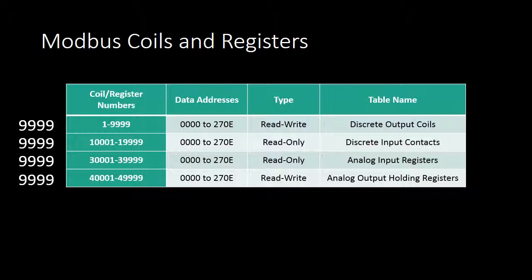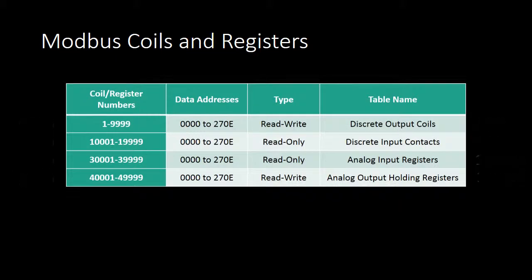Each coil is 1 bit or a bool and assigned a data address between 0000 and 9999. And each register is 1 word, 16 bits or an int, and also assigned a data address between 0000 and 9999. The coil and register numbers can be thought of as location names, since they do not appear in the actual messages. The data addresses are used in the messages, and the coil or register to access is designated in the function code.